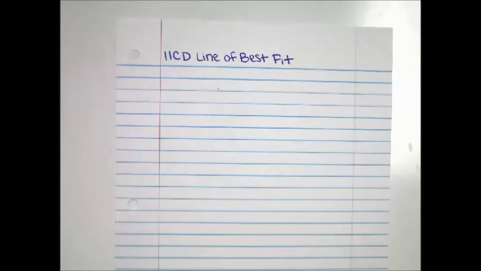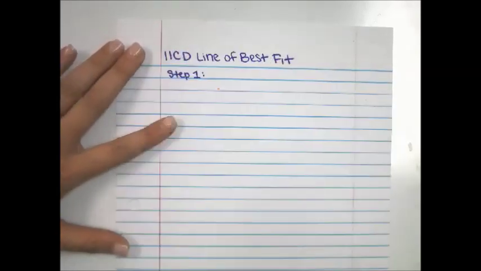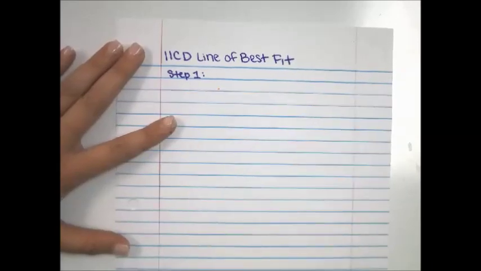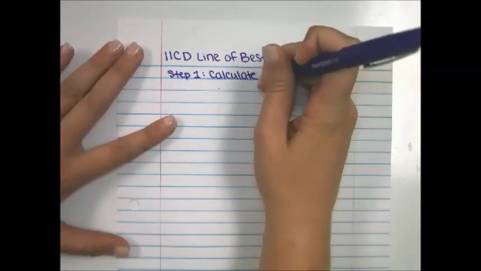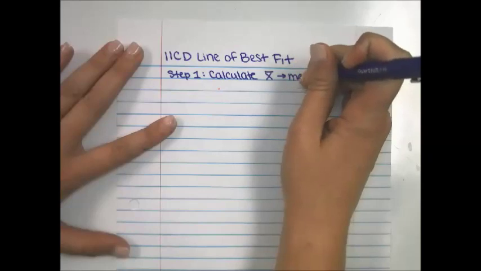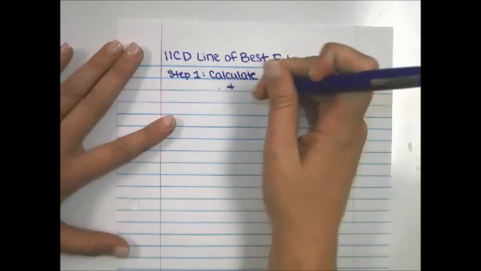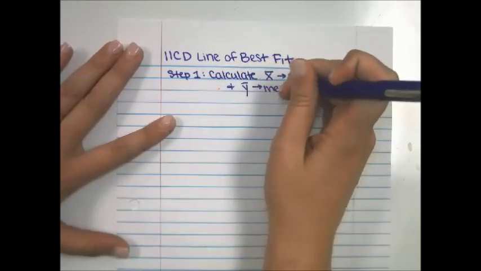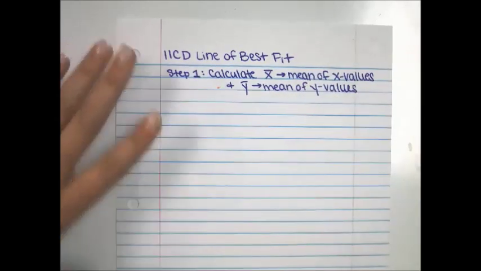In 11C, we're going to talk about the way to estimate it. In order to guess where the line of best fit goes in a more mathematical way, the first thing we're going to do, step one, is calculate the mean of the x values and the mean of the y values. So we're going to calculate x bar, which is the mean of the x values, and y bar, which is the mean of the y values.